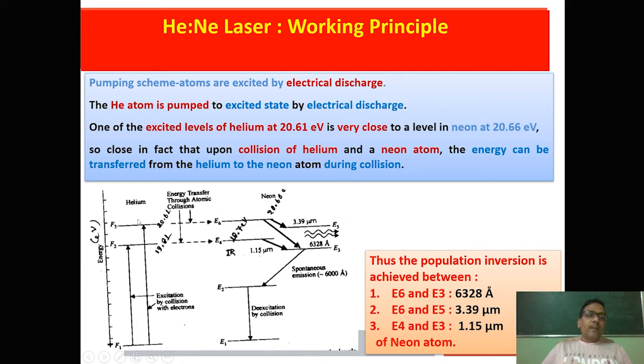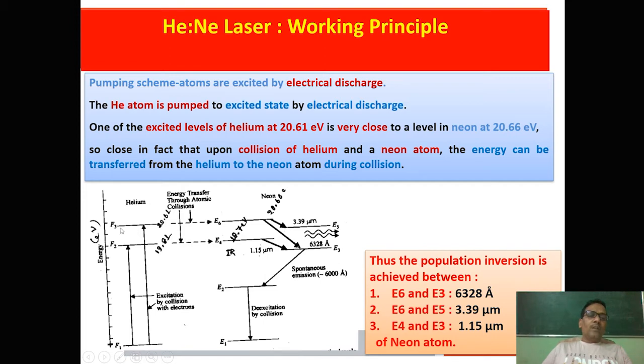Since the helium is 10 times more than neon, the probability of collision with helium is obviously more in this case, and also this helium is lighter than neon. So first, initially, that helium excites up to higher energy levels F2 and F3, and after some time the neon atoms also get excited up to higher energy levels, that is E4 and E6. So here these energy levels of helium atoms and energy levels of neon atoms are not much different.